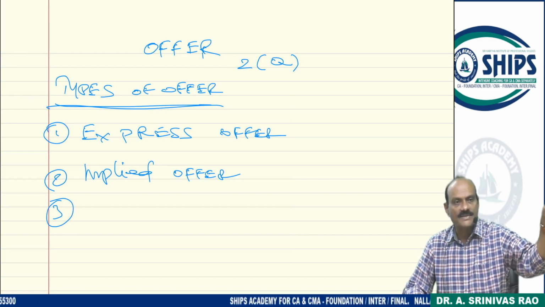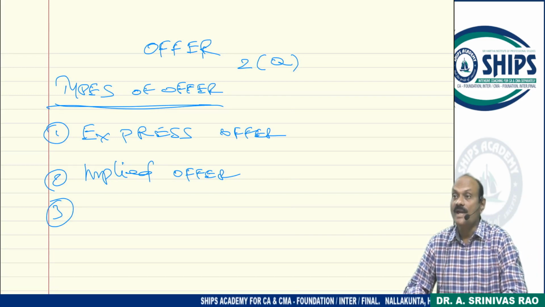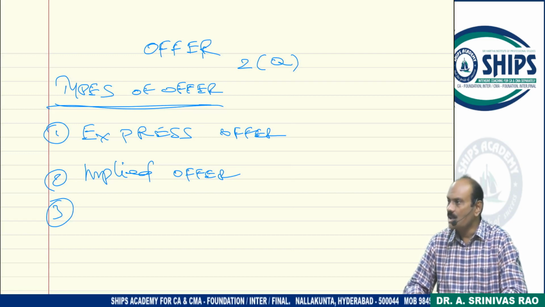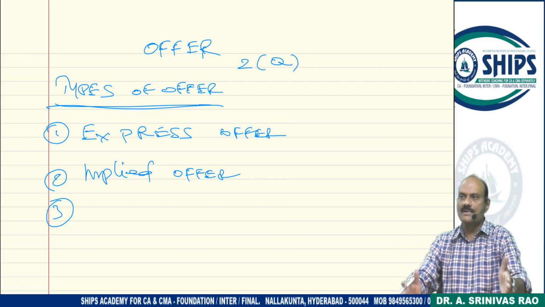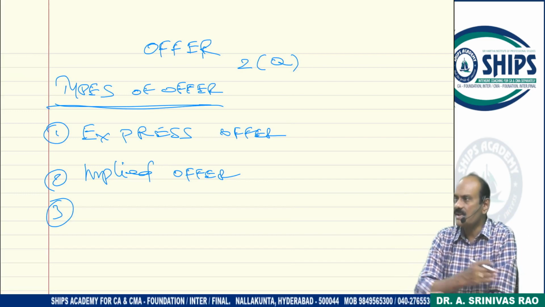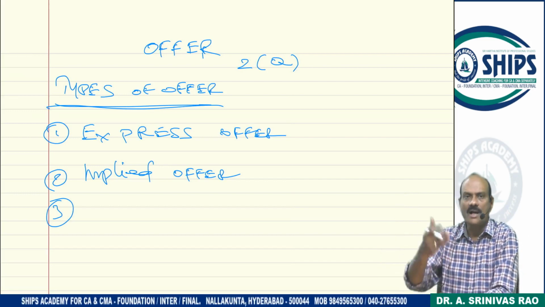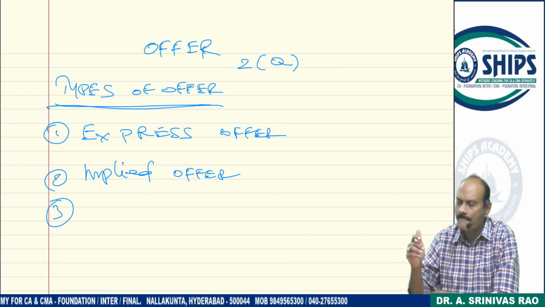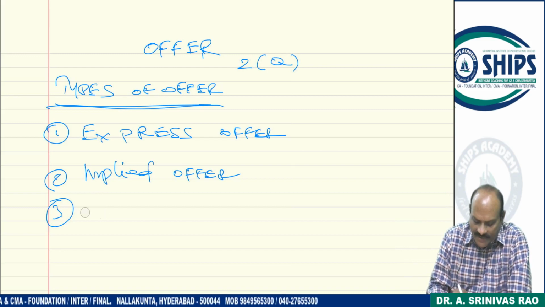Auto at auto stand. Public telephone fixed. Implied offer. Weighing machine at a railway station, bus station, cinema theatre, public places. You can see one weighing machine is installed. Is there anyone standing adjacent to the machine and offering to the public? No. Implied. Okay.